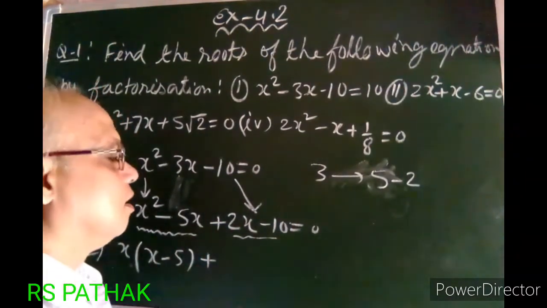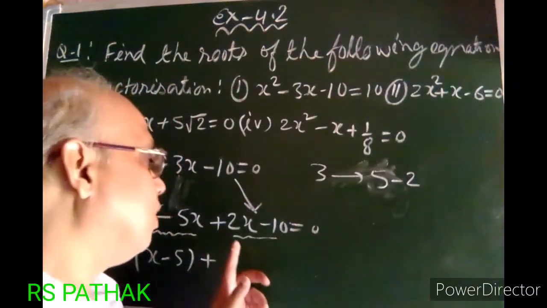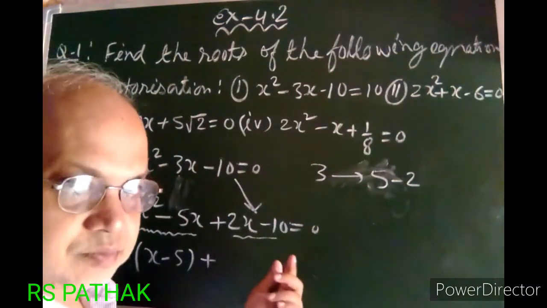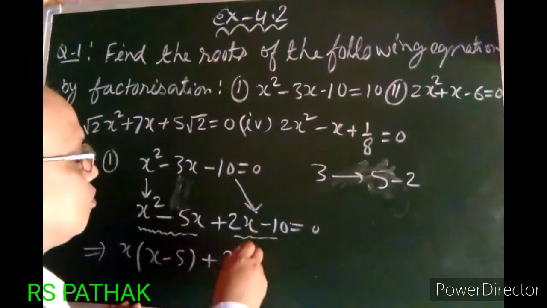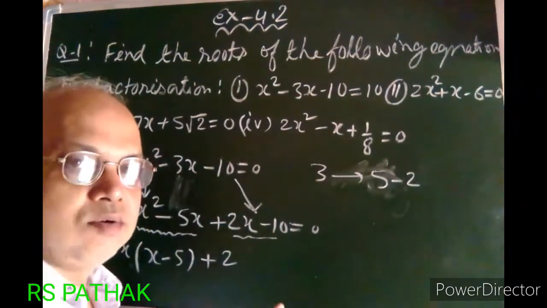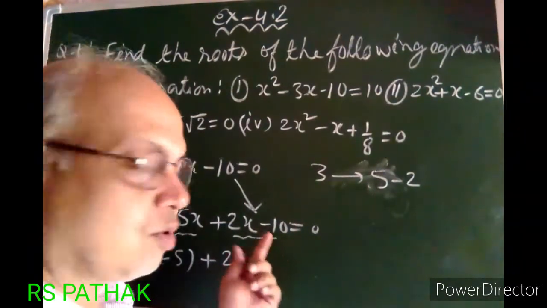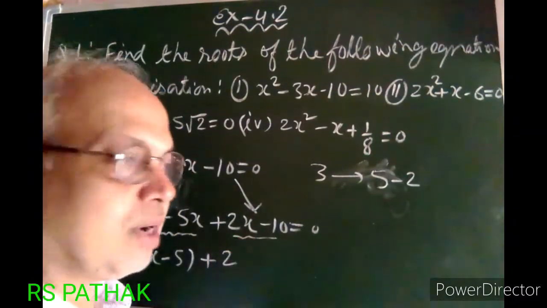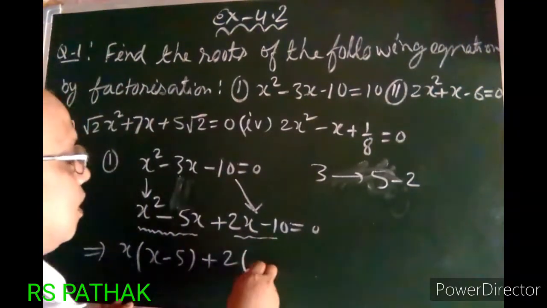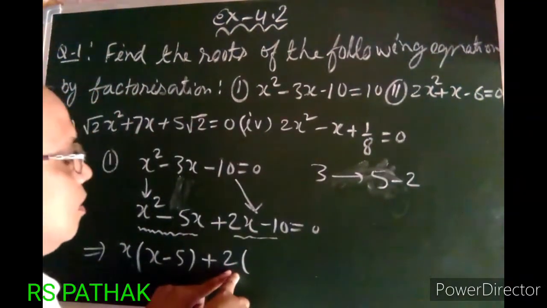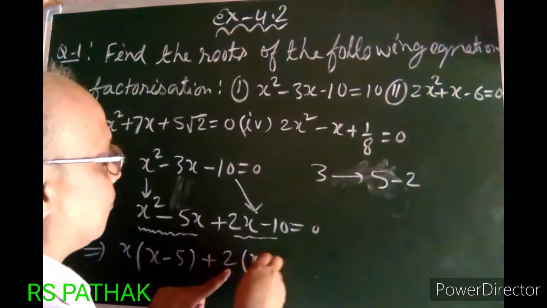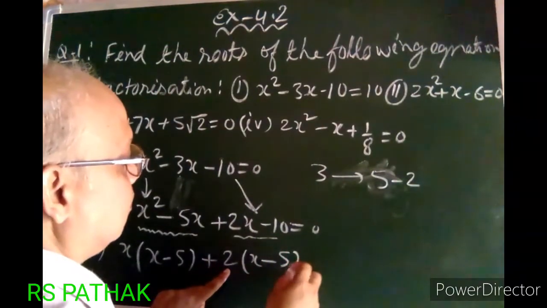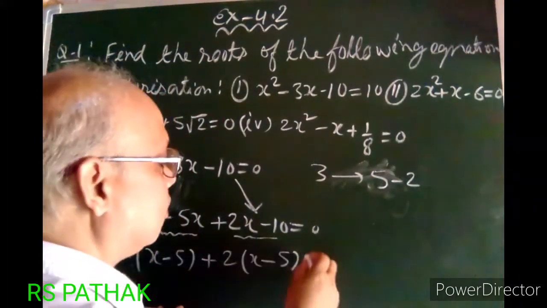Between 2 and 10, 2 is common because 2 will divide 2 itself and 2 will divide 10 also. Therefore, 2 is common because 2 is the HCF, highest common factor. After taking 2 common, 2 will divide 2, x will remain, minus, 2 will divide 10 five times. Work finished, equal to 0.